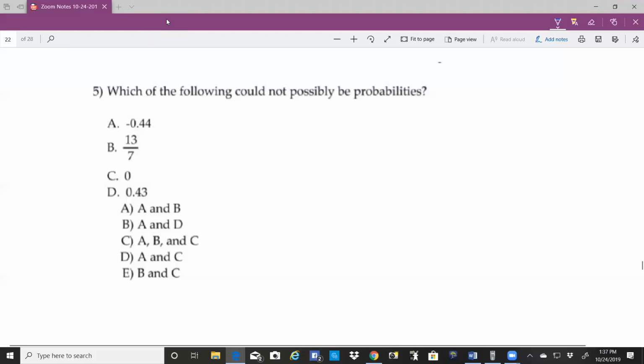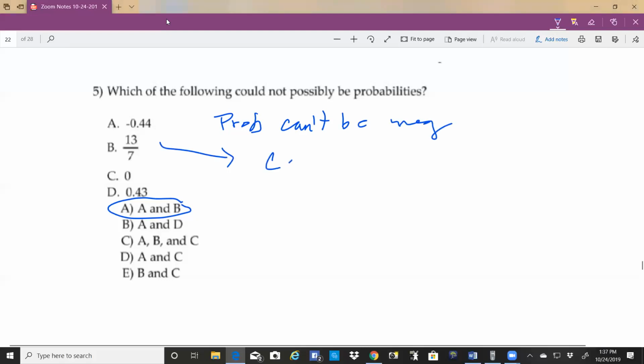Well, you're correct. It is A and B. First of all, the probability can't be negative. And it can't be greater than 1. So if anybody ever tells you there's a 120% probability that you're going to win, they're full of it.